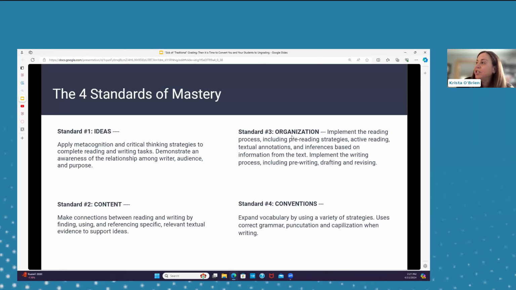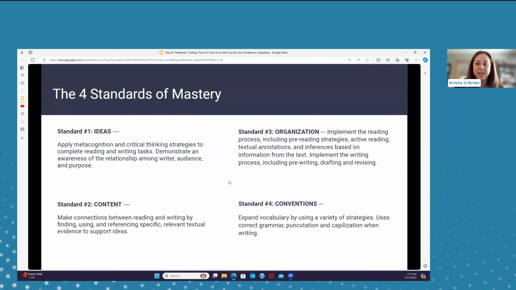So then their organization, the way it was all going to look, the whole writing process, the reading process, that fell within organization. Okay, their pre-reading strategies, their taking of their notes, that fell under organization. And then, of course, I still wanted them to write complete sentences and I wanted them to use capital letters and punctuation. So that's where the conventions came in.